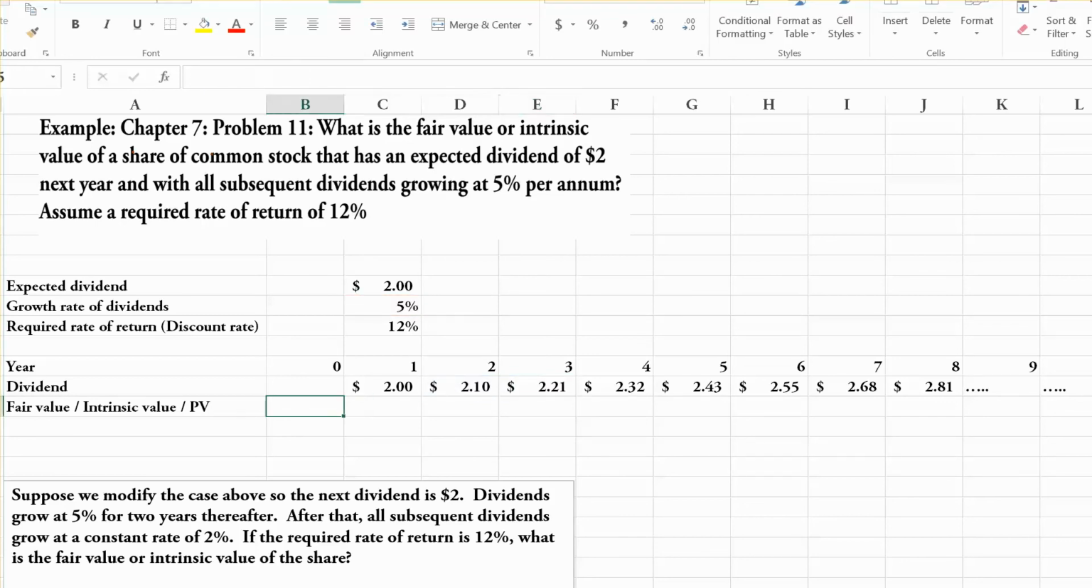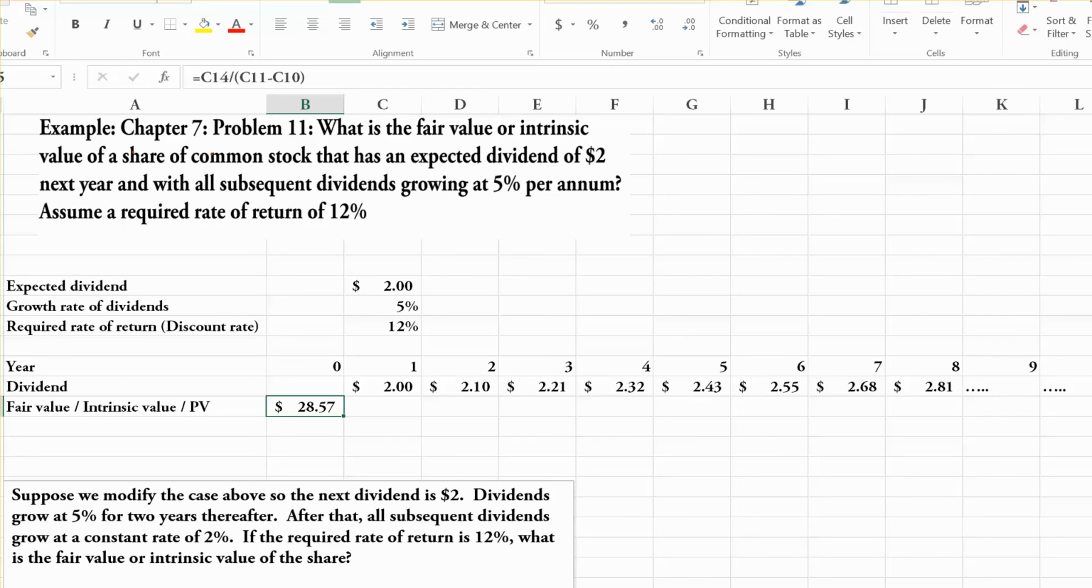Then the next value here is simply again taking the previous value and growing that by 5%, and so on. Now the intrinsic value, the fair value here at time 0, at year 0, as we've seen, is a growing perpetuity. We already calculated it, but in Excel you do equals, the $2 dividend divided by, in brackets, R, which is the 12%, minus G, which is the 5%. You do that and you get the same $28.57.